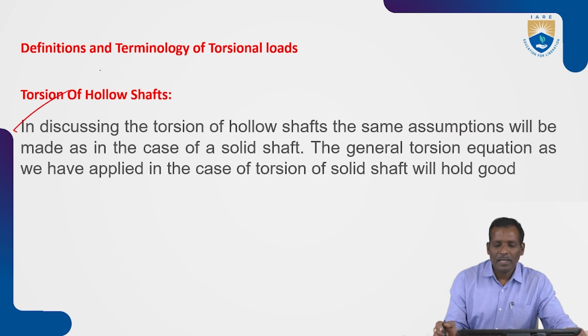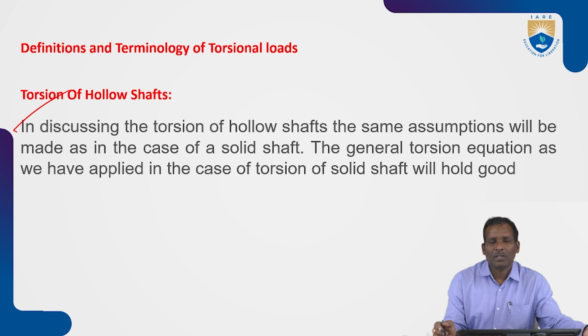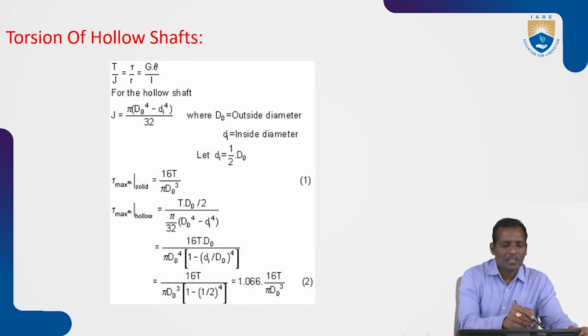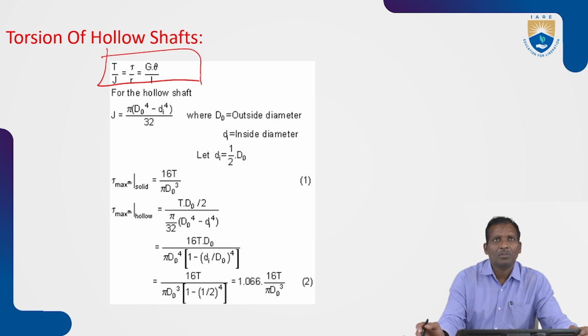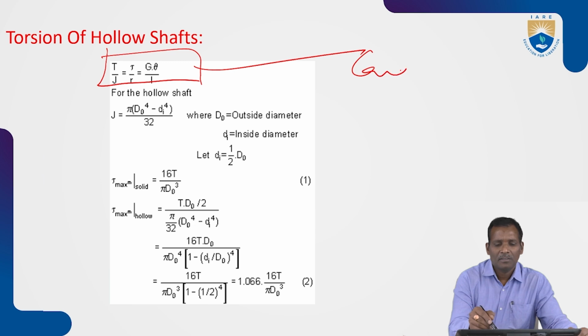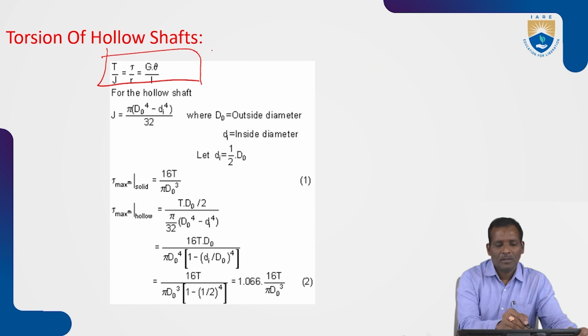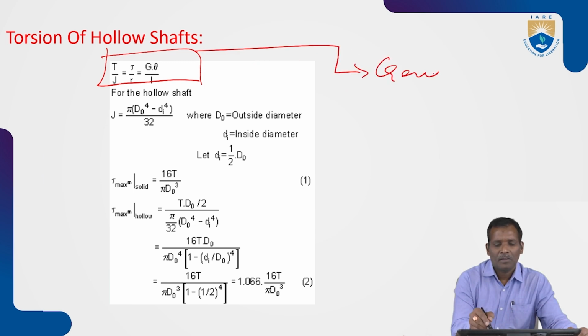Here, the same assumptions will be made as in the case of a solid shaft. Whatever assumptions you take, they also apply to the hollow shaft. So the general torsion equation applies: T by J is equal to tau by R is equal to G theta by L. So this is the general torsion equation.